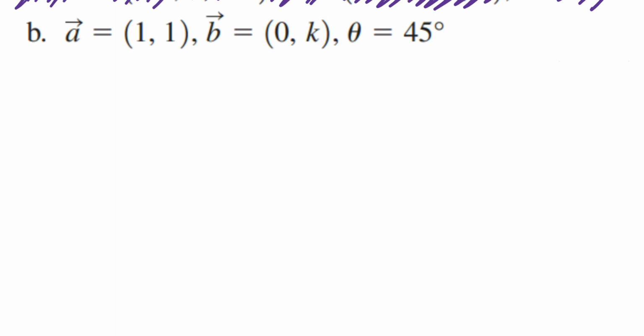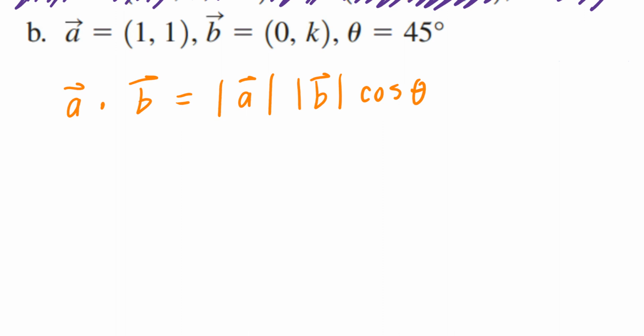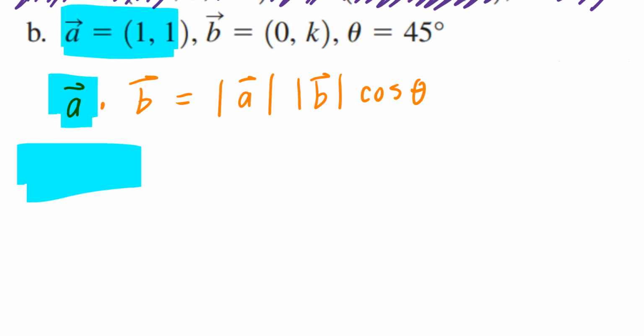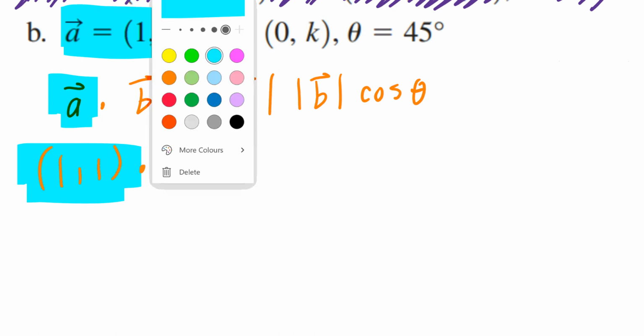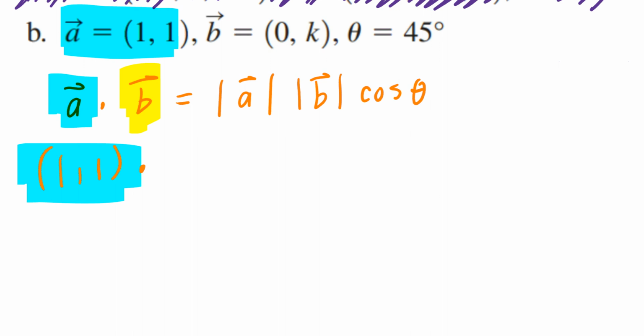Step 1. Write down the definition of the dot product. Vector A dotted with vector B equals the magnitude of vector A times the magnitude of B times cosine of the angle between them. Now from the given, let's highlight this for you. A is (1, 1). B is (0, k). So this equals, let's write it better for you, the magnitude of A.